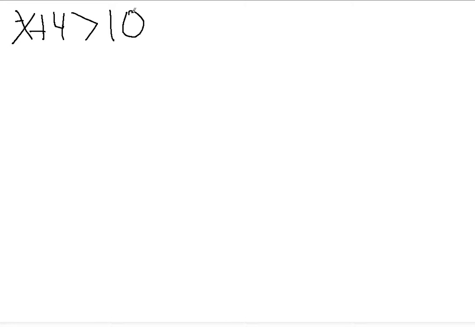Okay, so we're going to start off with these inequalities, and they're just going to be like equations. So normally if we had an equation x plus 4 is equal to 10, we would get x alone by subtracting 4. So we're going to subtract 4 on both sides, and so we're going to get x is greater than 6. So what that means is any number that is bigger than 6, when we plug this into that inequality, we'll get a true statement.